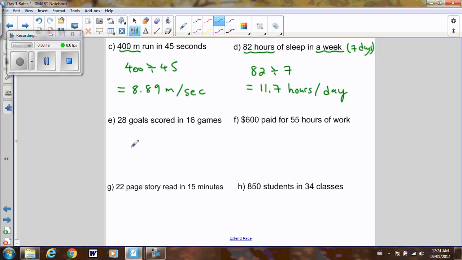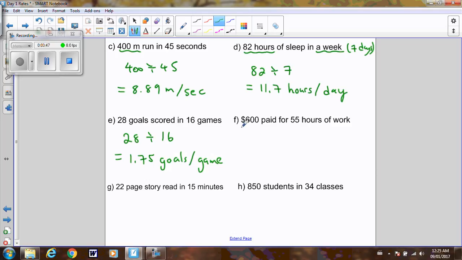Same thing with the next one, 28 goals scored in 16 games. We want to find out how much they scored in one game. So we take 28 divided by 16, and you will get 1.75 goals per game. Now, obviously, you can't score 1.75 goals in a game, but remember, this is an average. So we're saying that on average, he scores 1.75 goals per game.